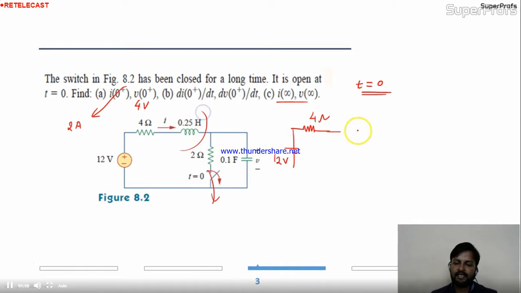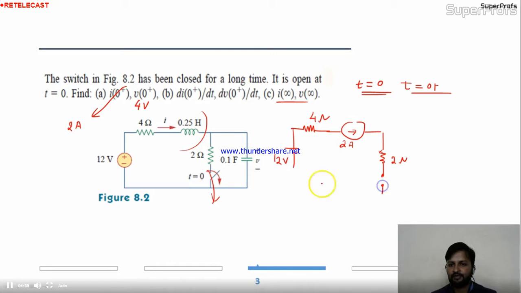This inductor I can replace with the current in it. Initially, the current was 2 ampere, right? So, at t equal to 0+ also, the current in the inductor is 2 ampere. That's why I'm replacing the inductor by this. Okay. Now, come to this portion. This is 2 ohm. Now, what about this? You have opened the switch. Okay. I opened the switch.